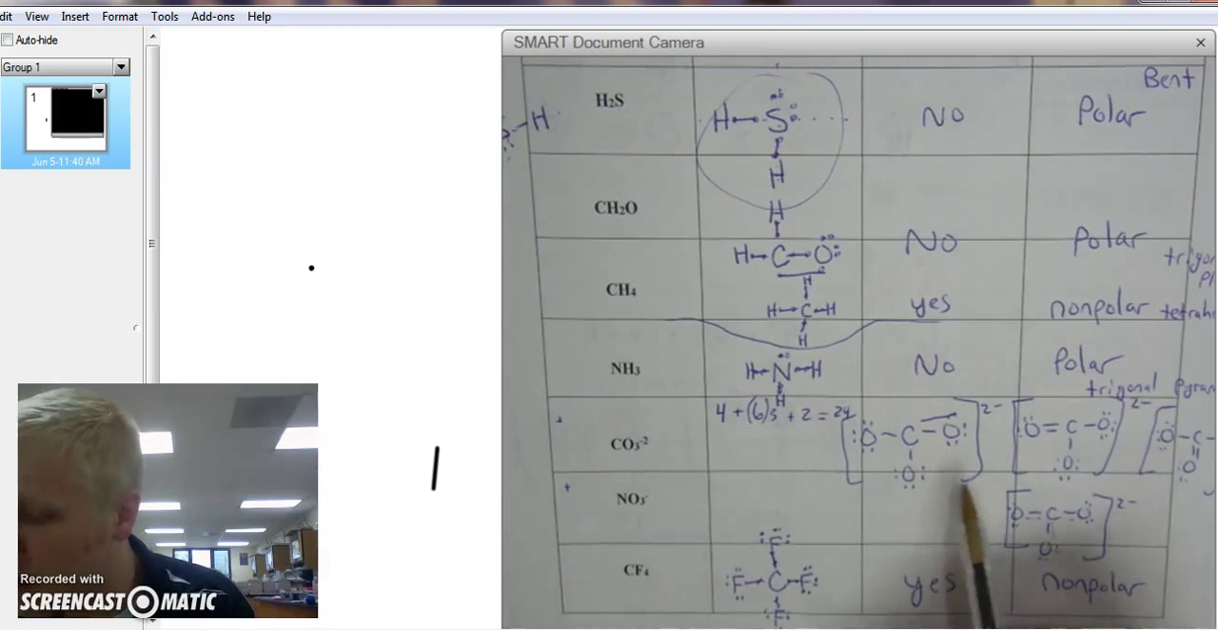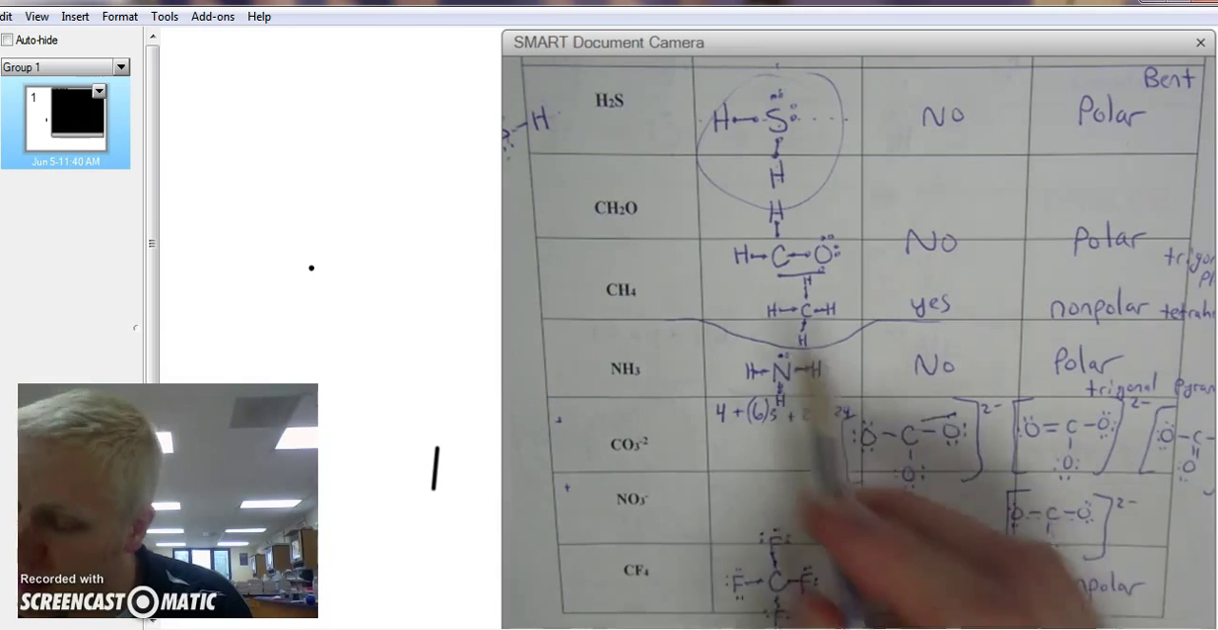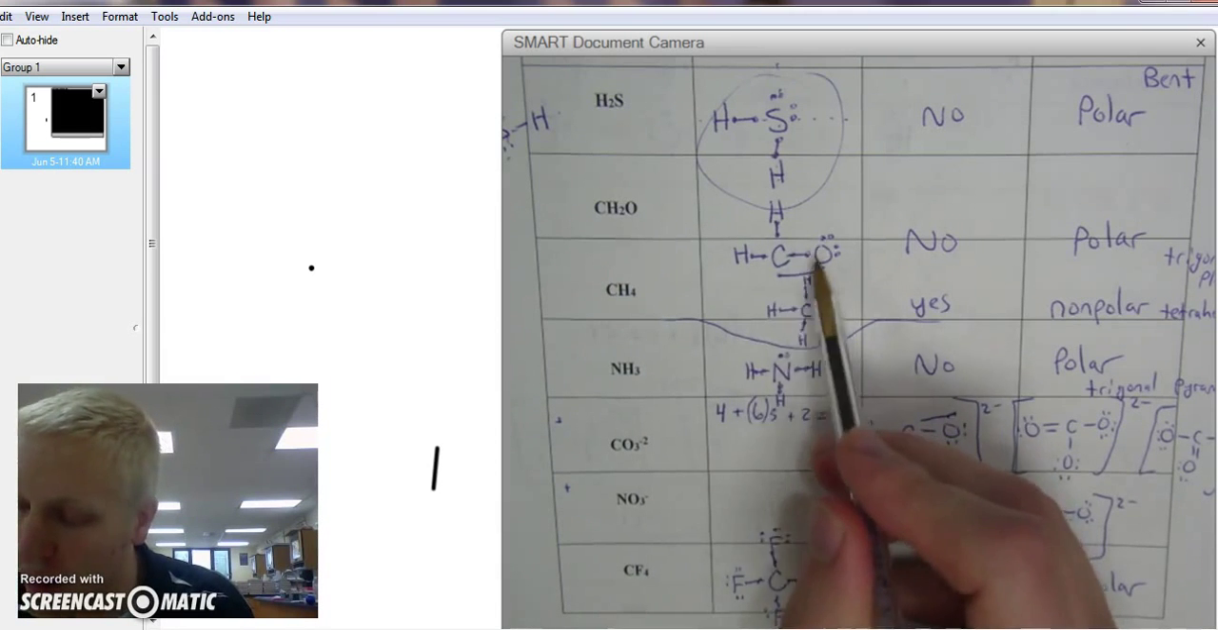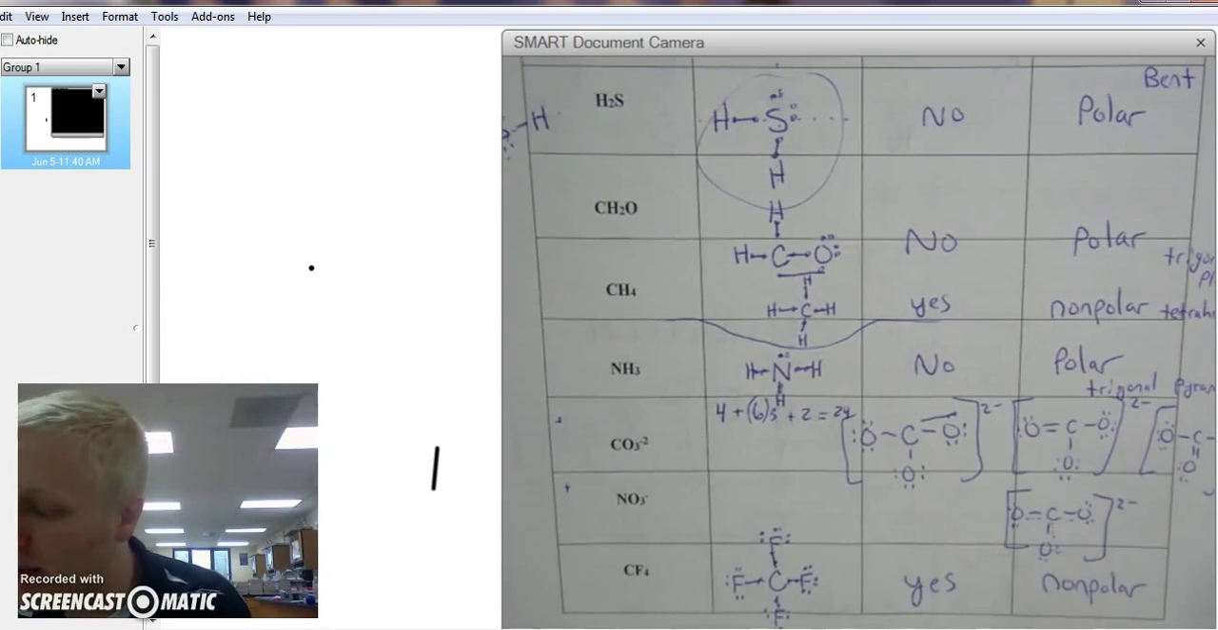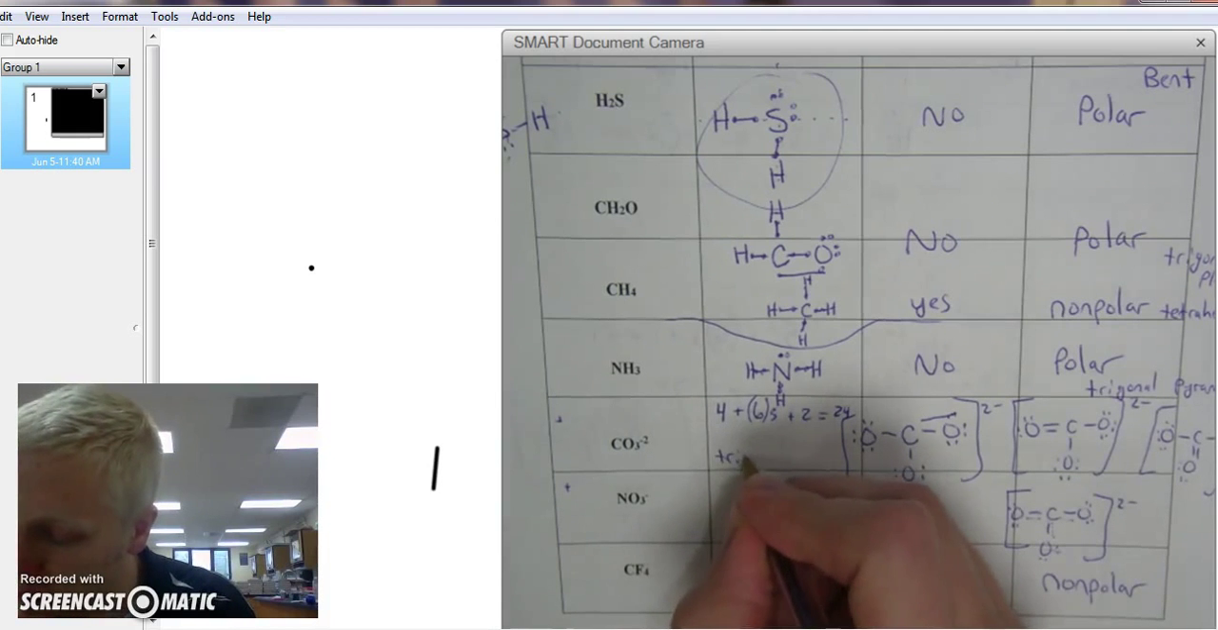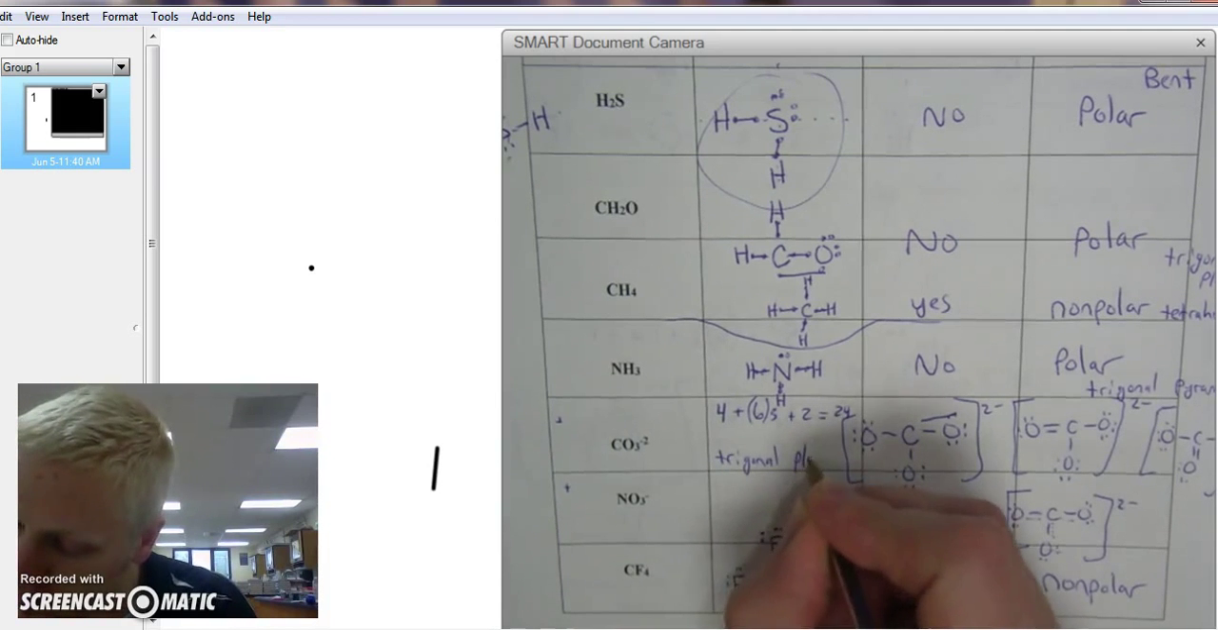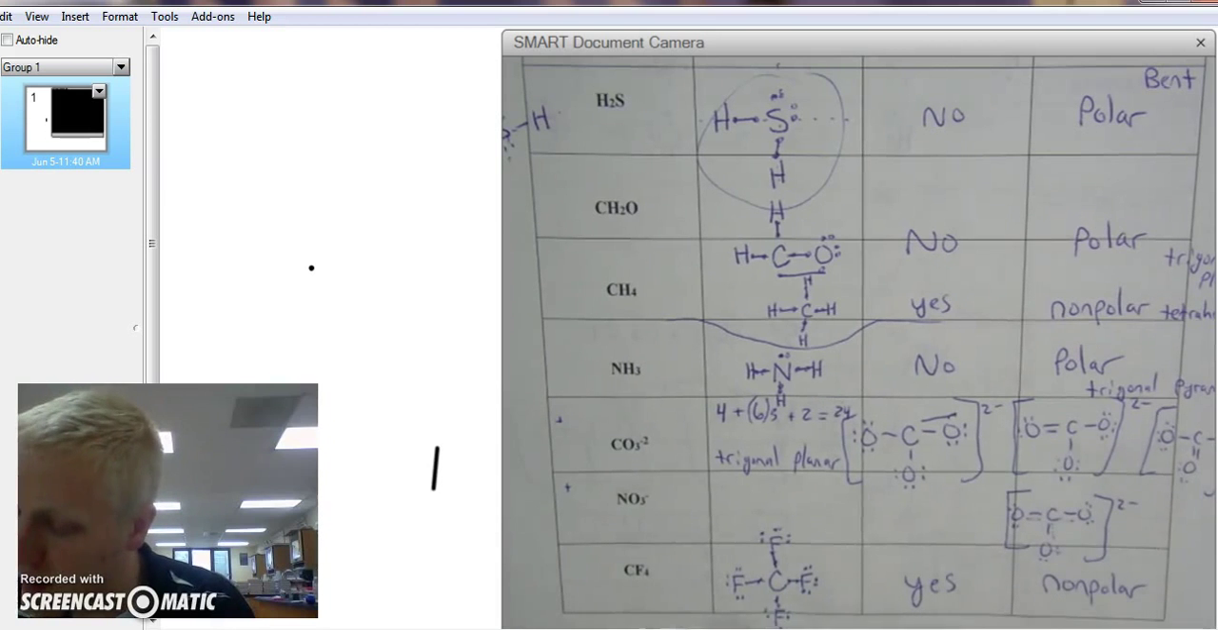Alright, looking at CO3, this one has 3 outer atoms, 0 lone pairs, just like the previous one. It's going to be trigonal planar. This one, CF4, has 4 outer atoms. It's like CH4, 4 outer atoms, 0 lone pairs on the center. That's tetrahedral.